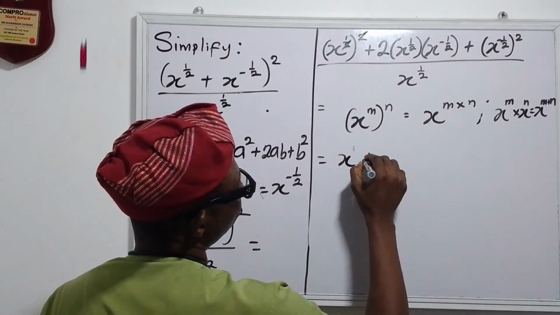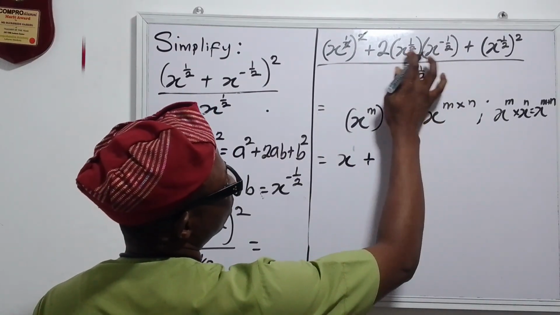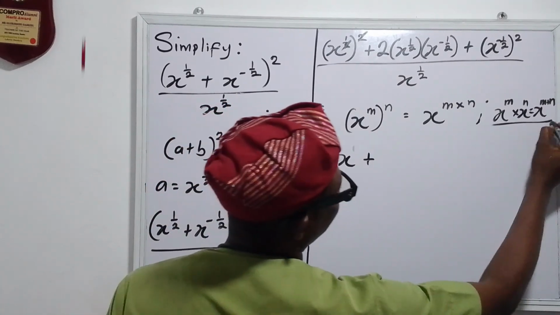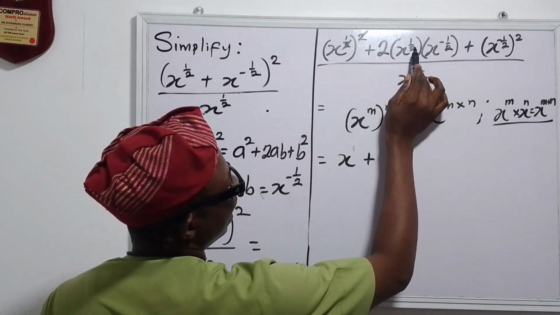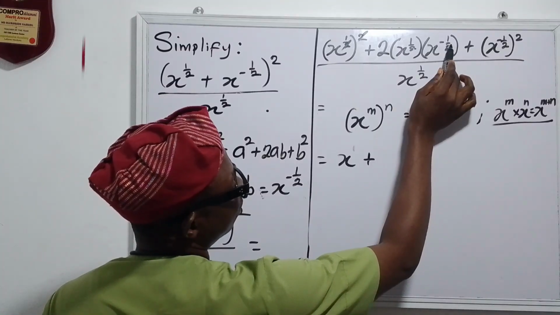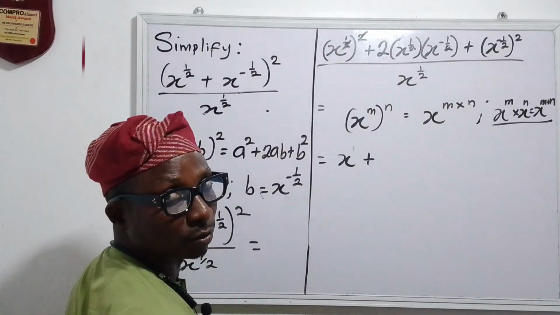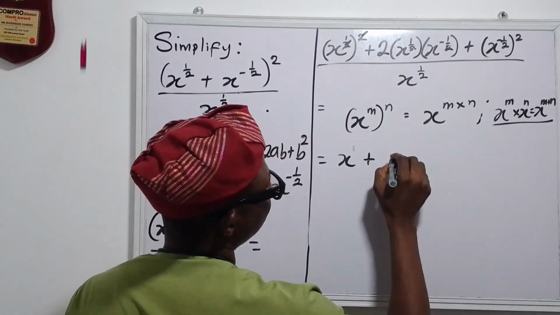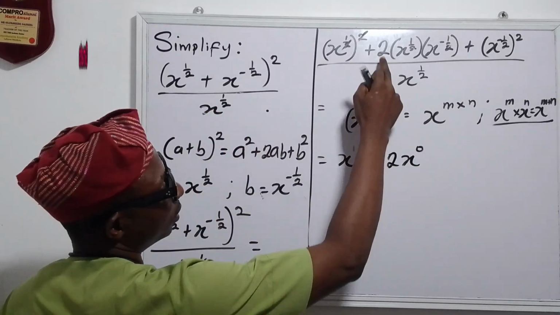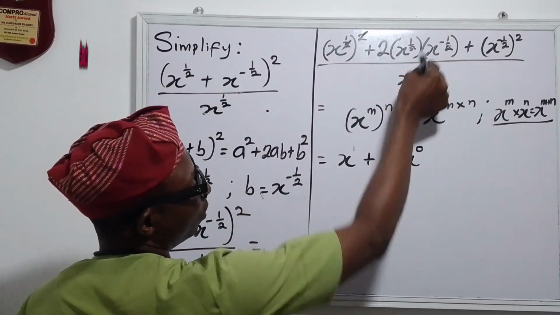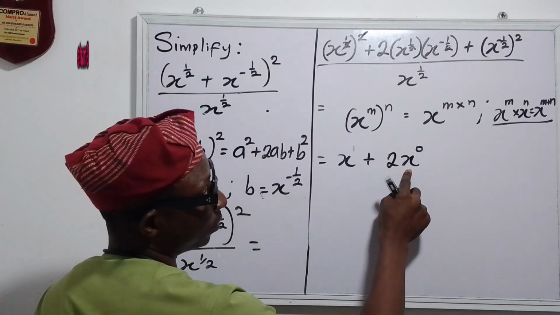Now plus, now look at this. We are going to be applying this law here. So we add the powers. So when you add half and negative half together, what do you have? You have 0. So we have 2x raised to the power of 0. Okay, the 2 here, and the multiplication of this gives us x raised to the power of 0.